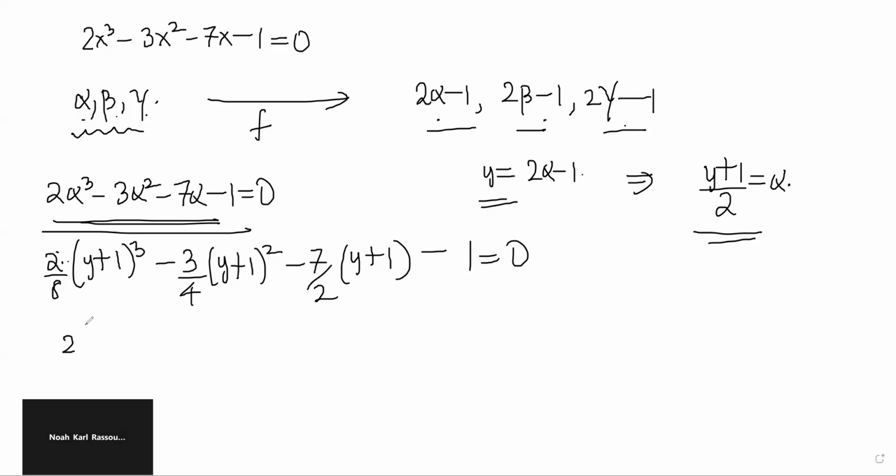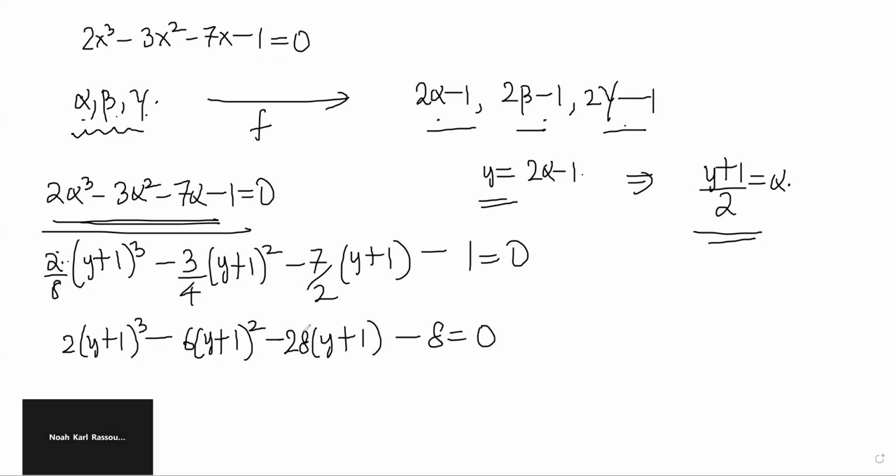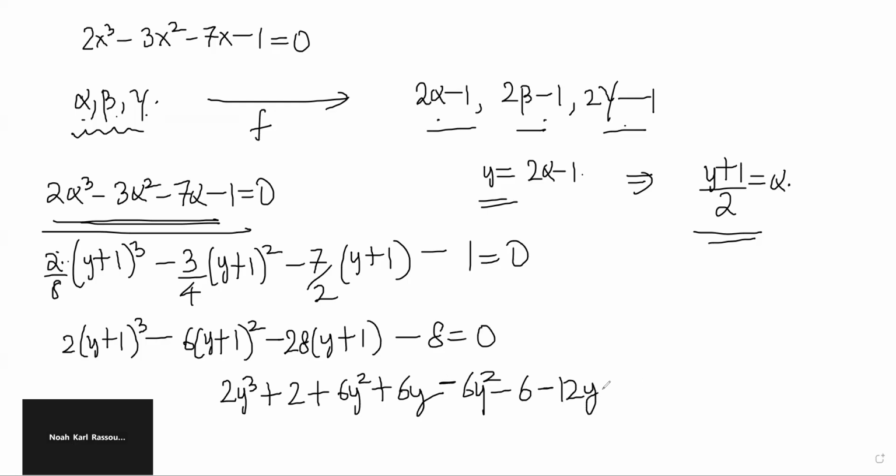Multiplying that by 8 throughout, you get 2 times y plus 1 whole cube minus 6 times y plus 1 whole square minus 28 times y plus 1 minus 8 is 0. And now let's simplify it out. 2y cube will come. There is a plus 1, so plus 2, plus 3y into y plus 1, so 6y into y plus 1. So 6y squared plus 6y, that's the first one. Minus 6y squared minus 6 minus 12y minus 28y minus 28 minus 8.